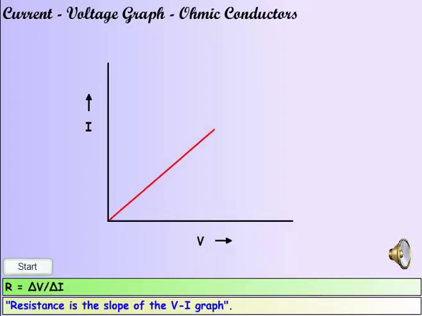Ohmic conductors follow Ohm's law. As the voltage is increased, the current also increases proportionately. The graph of current versus voltage is a straight line, and the slope of the line is the current.